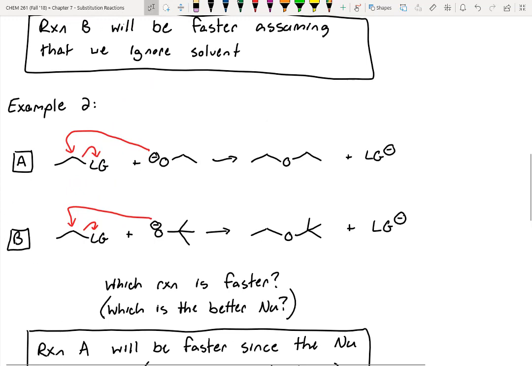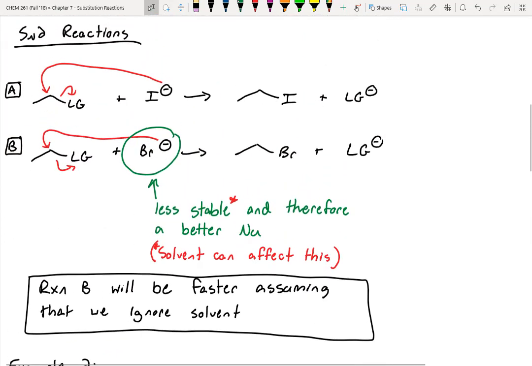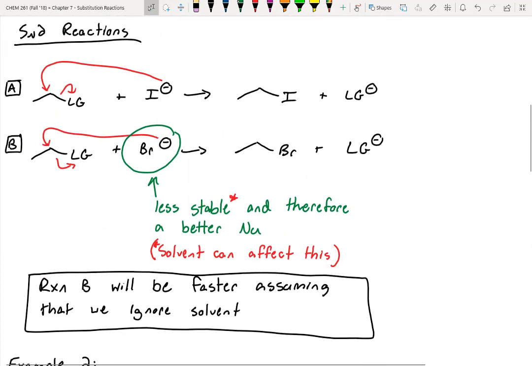So let's go back up and look at this one. Up here, we looked at the stability of the anion as our nucleophile. We said the less stable it is, the more nucleophilic it's going to be, and that we could follow those trends that we had been talking about.